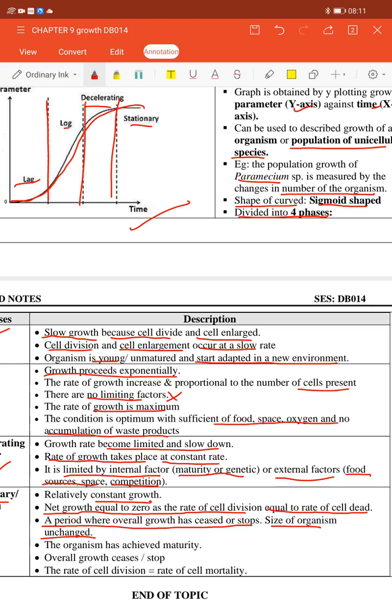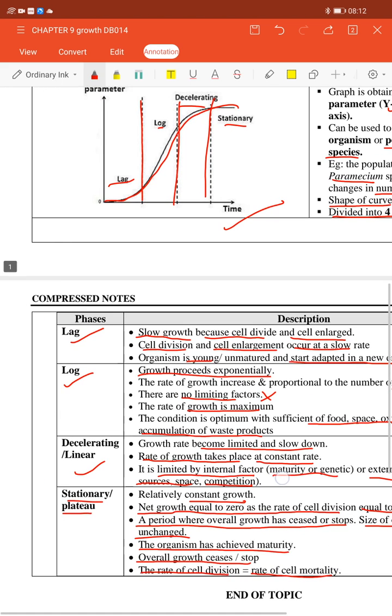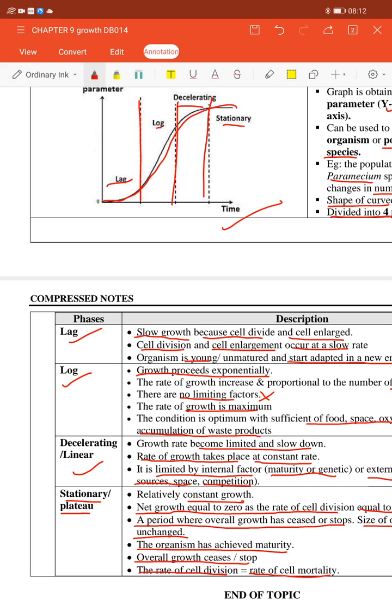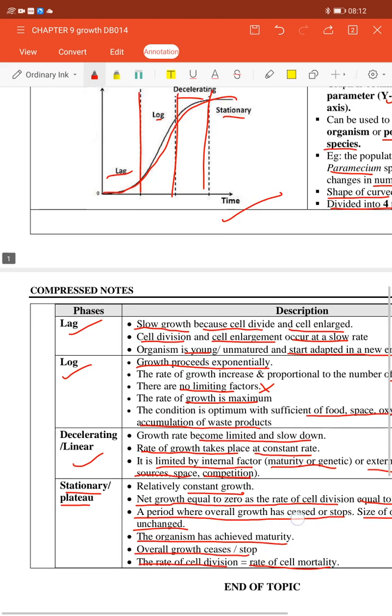Dia akan bertambah. Tapi bila dia tambah tu, yang mati pun sama je. Okay. So the organism has achieved maturity and overall growth ceases. And the rate of cell division equals the rate of cell mortality. Sel yang baru divide, yang baru sama juga yang dengan sel yang dah mati.